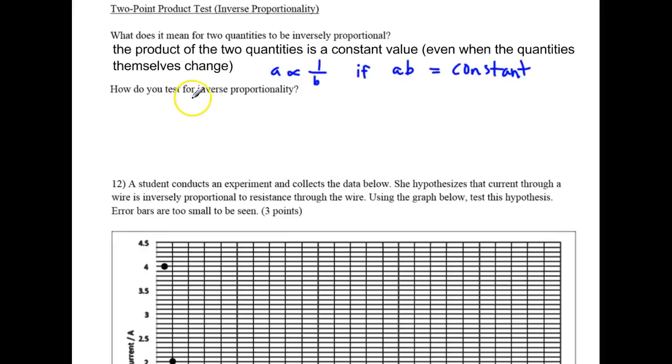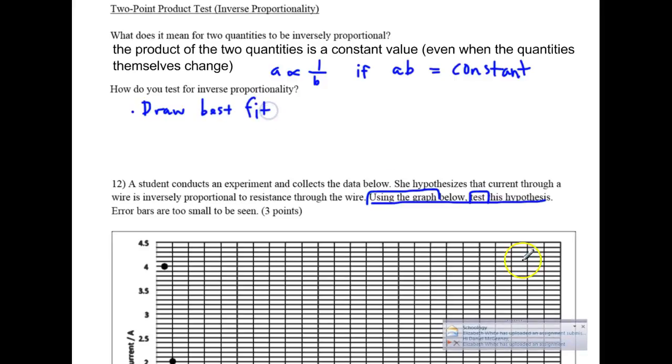How do you test for this? When problems say something like use the graph below, test this hypothesis, using the graph, that's a keyword. Test, that's another keyword. It means do the two-point product test. What's that test? You draw a best fit line, although you won't do this very often. You won't have to do this usually for inverse proportionalities, but maybe you need to draw a best fit line.